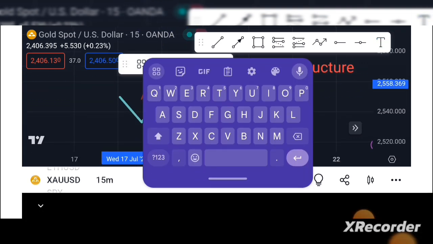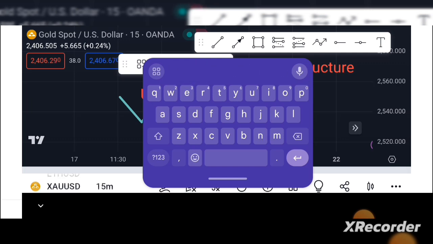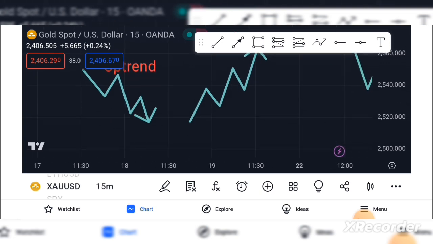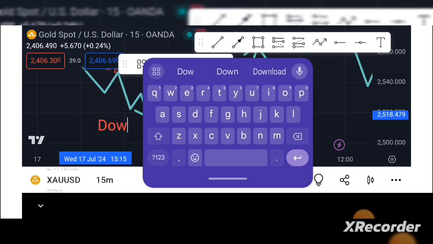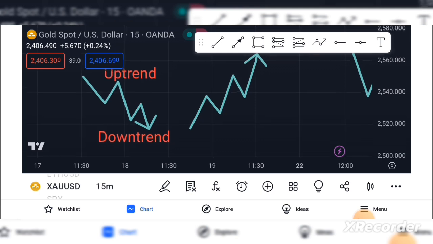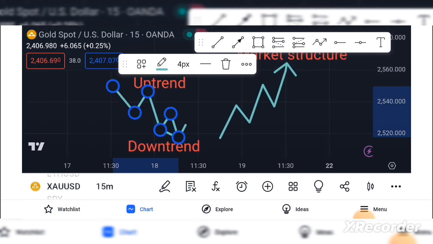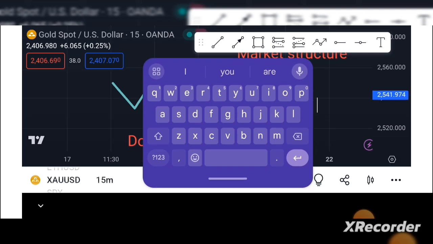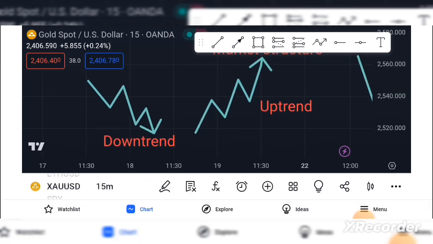Now this is an uptrend. This is an uptrend. This is a down... Oh, sorry, I made a mistake. This is a downtrend. Sorry. And this is an uptrend. This is an uptrend.